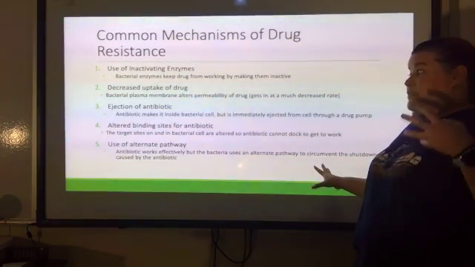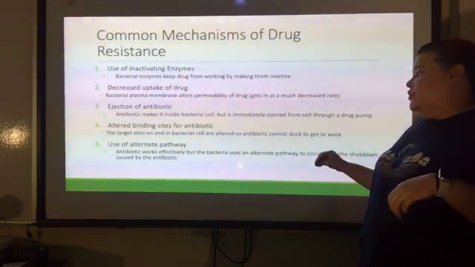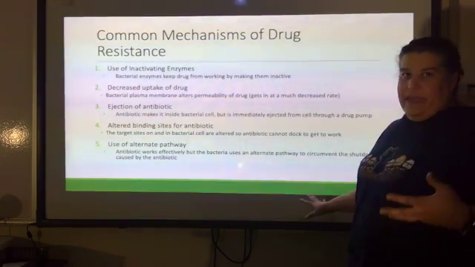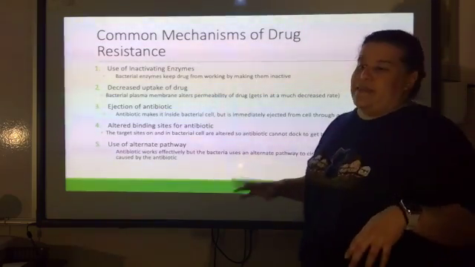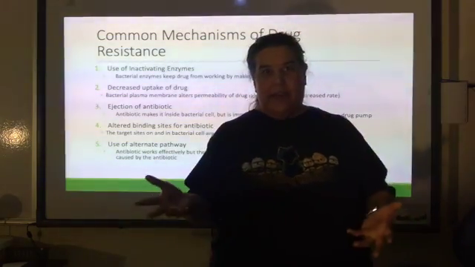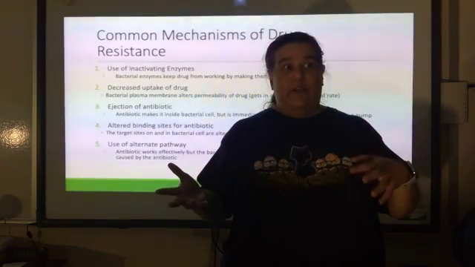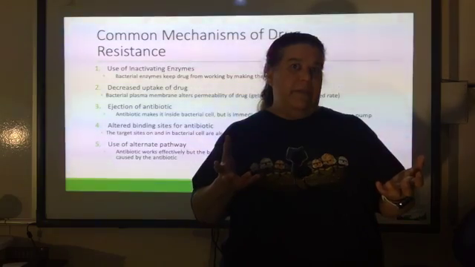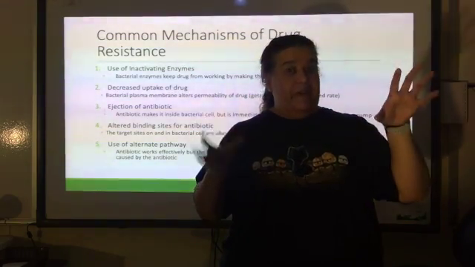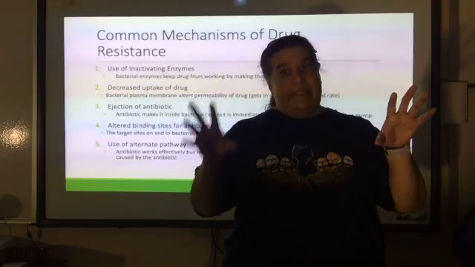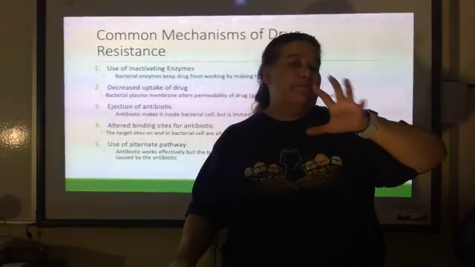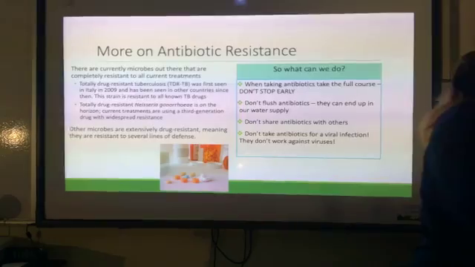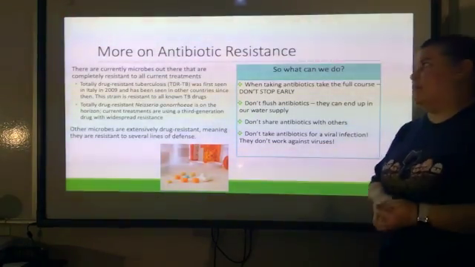Use of an alternative pathway. The antibiotic works effectively, but the bacteria uses an alternate pathway basically to circumvent the shutdown caused by the antibiotic. So let's say that it attacks a specific enzyme and the cell is now using a secondary enzyme to do the same job, but it's not the exact same enzyme. So the antibiotic doesn't work on enzyme B, it only works on enzyme A. So enzyme A is out of the picture, but since enzyme B isn't susceptible to that antibiotic, the cell keeps working.